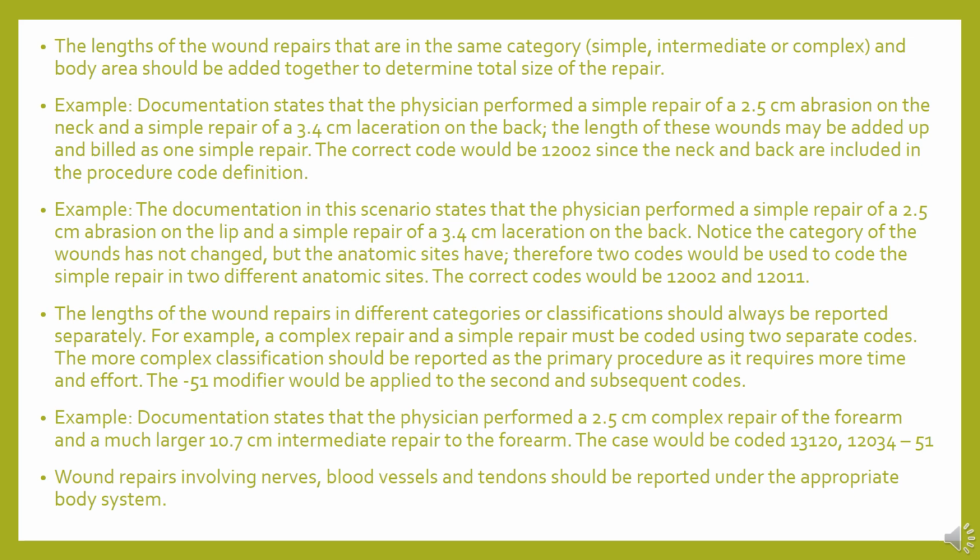The lengths of the wound repairs that are in the same category, simple, intermediate, or complex, and body area should be added together to determine total size of the repair. Example: documentation states that the physician performed a simple repair of a 2.5 cm abrasion on the neck and a simple repair of a 3.4 cm laceration on the back. The length of these wounds may be added up and billed as one simple repair. The correct code would be 12002 since the neck and back are included in the procedure code definition.